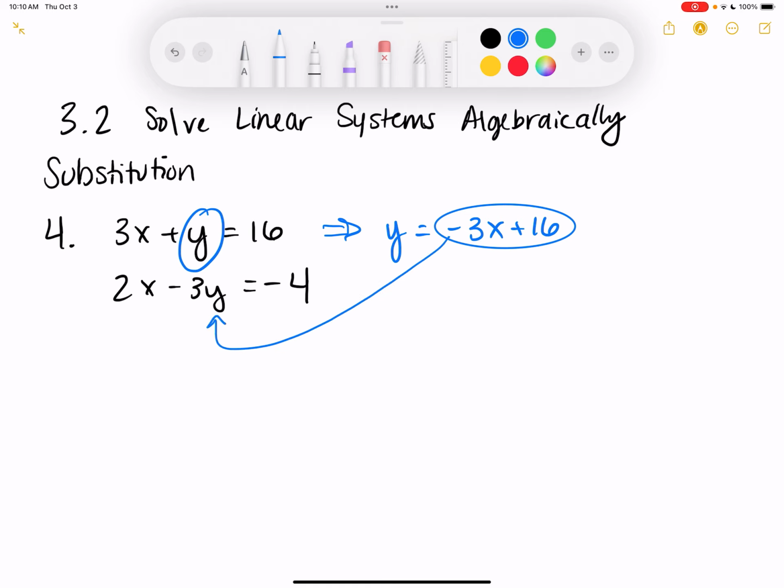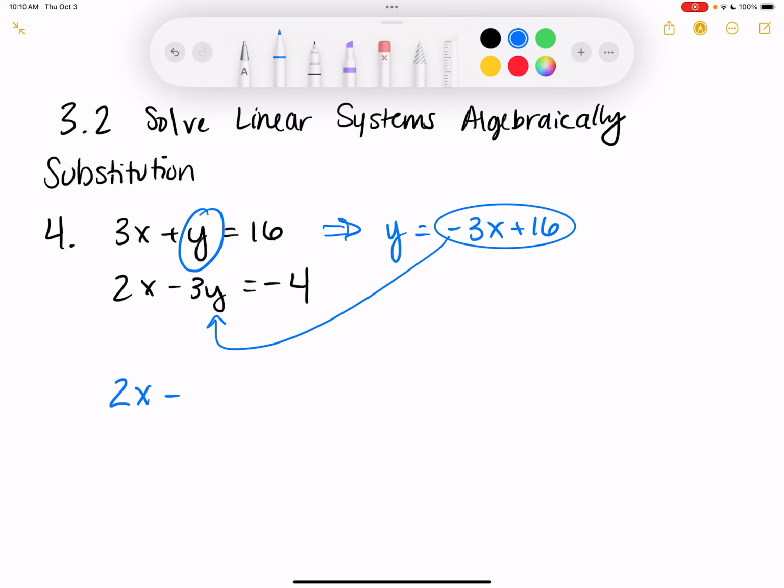Oh! What? That's not what I did. I don't like this. I actually like substitution the least, but well, no, I like graphing the least. Then substitution, my favorite's elimination.